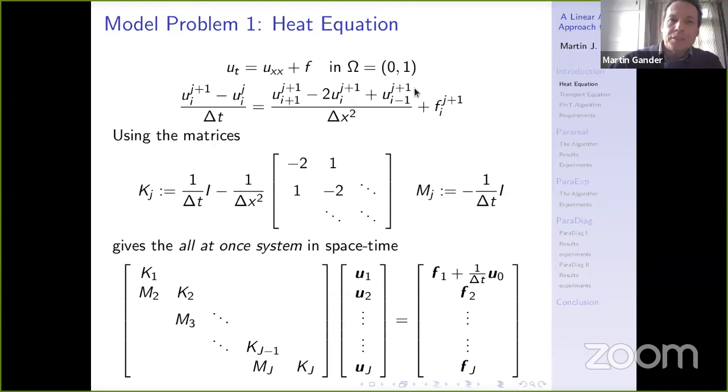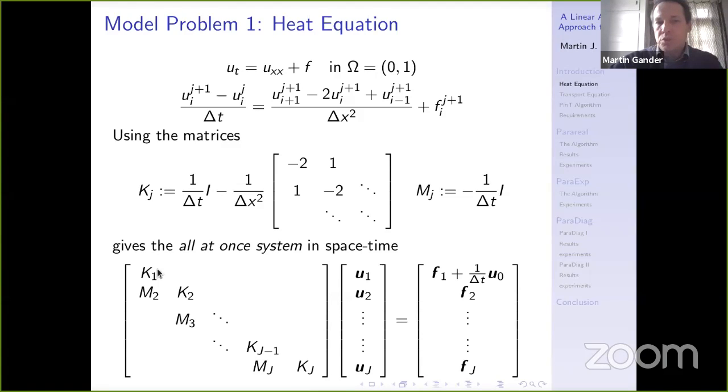If I want to write this using matrices, I can introduce the matrix K_j, which has a time part, which comes from this term here. And it has a spatial part, which comes from this Laplacian, which I move to the left-hand side. So there's a minus sign. And then there is an M matrix, which contains the remaining part of the time derivative. And I can write all these equations in space-time at once to get the so-called all-at-once system in space-time, which is written here. So you see, it's a block lower bidiagonal system.